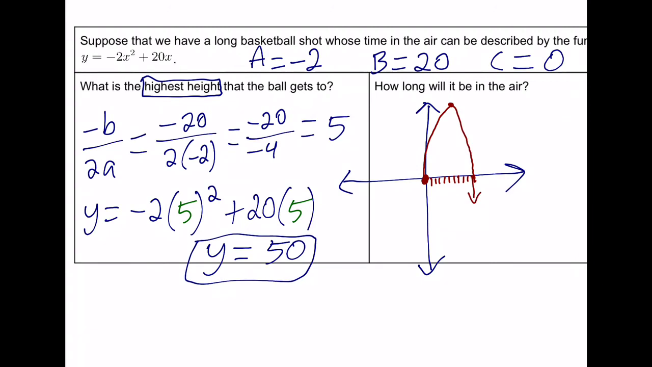So our vertex was 5. That was the halfway point. That was the highest the basketball shot got in the air. On its way down, it took another 5 units to get back to 0. So we can double that, 5 times 2, to get our answer, which is 10.